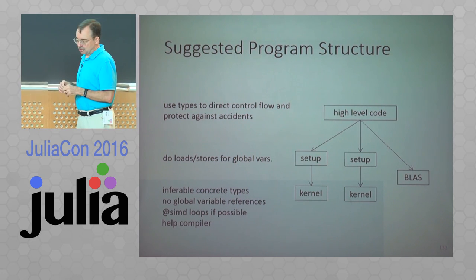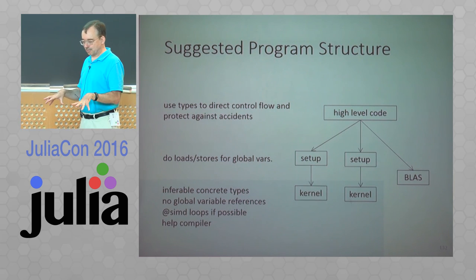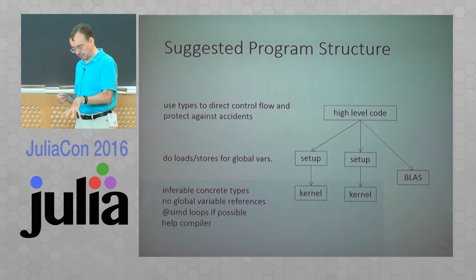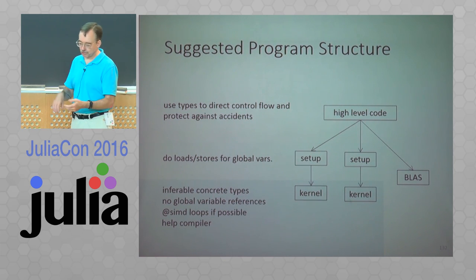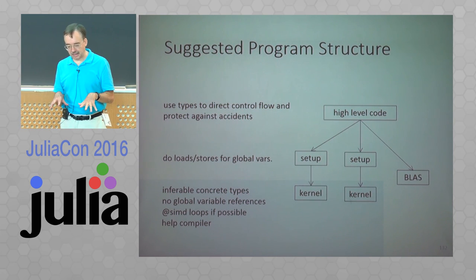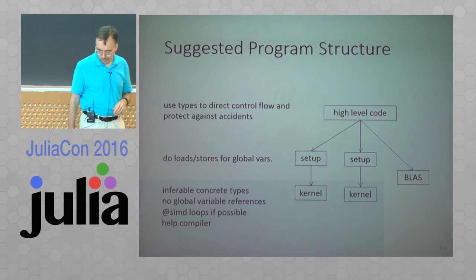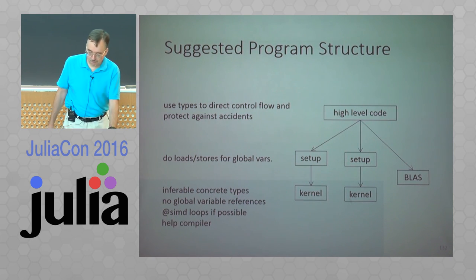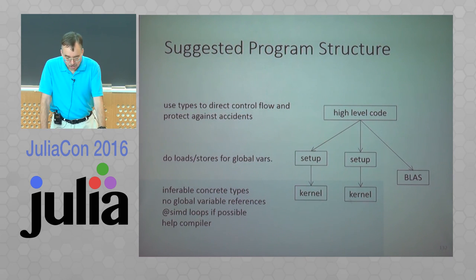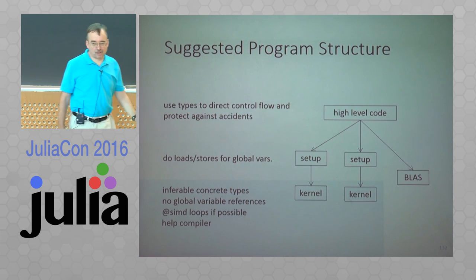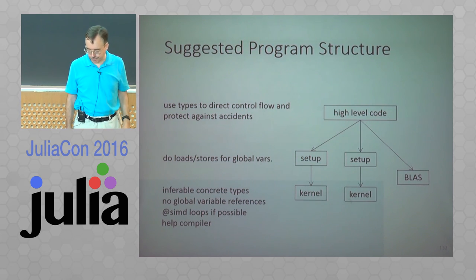Typically, what you want to do is you call a routine. It does the setup, by which I mean it loads global variables. That calls the kernel routines, and then when they return, maybe stores results in the global variables. And you set up the kernels so that type inference can infer concrete types for those. There are no global variables. And slap on @simd if you have loops that are suitable for SIMD execution, and you help the compiler down there. The code at the bottom is where you worry about all the geeky performance related stuff.